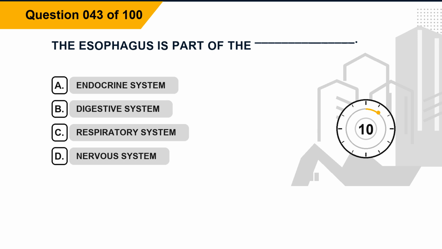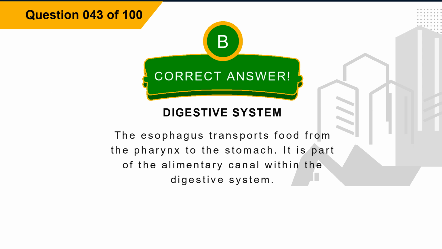Question 43. The esophagus is part of the blank. Option A, endocrine system. Option B, digestive system. Option C, respiratory system. Option D, nervous system. The correct answer is option B, digestive system. Explanation. The esophagus transports food from the pharynx to the stomach. It is part of the alimentary canal within the digestive system.